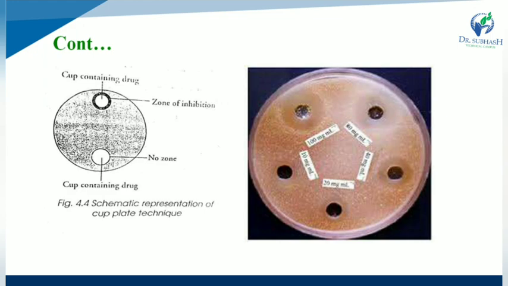Here is the cup containing the drug and showing no zone of inhibition. That means bacteria did not grow properly, and a clear zone is formed, while below it no zone is present. That is the second side, which is also a figure of the cup plate method. In the cup plate method, various concentrations of antibiotic solution are added, 10 milligram, 20 milligram, 30, 40 or 100 milligram per ml, and the zone of inhibition is checked.